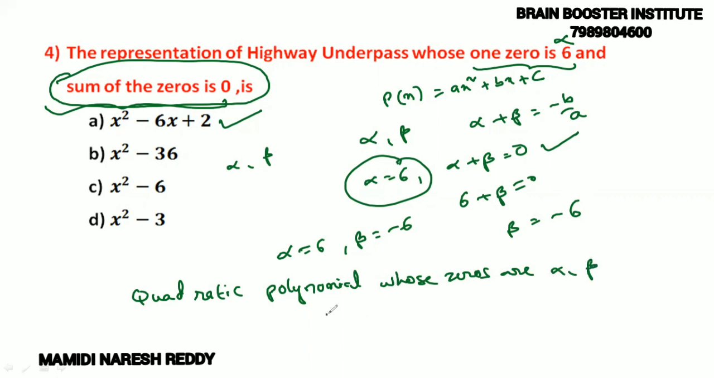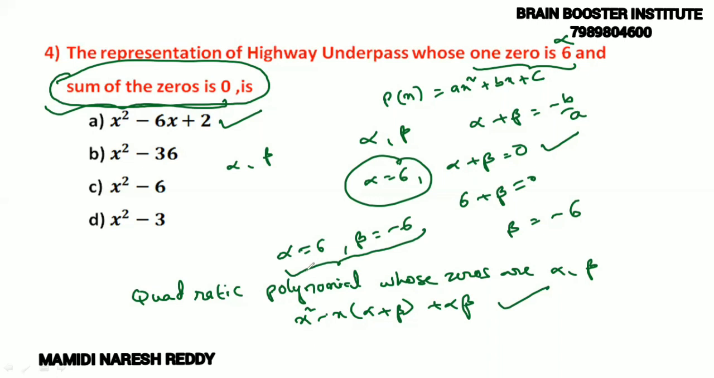So that is, children, x square minus x into alpha plus beta plus alpha into beta. This is the formula to find the quadratic polynomial whose zeros are alpha, beta. So the thing is, children, 80% of the problem is over. Only the 20% is we need to substitute alpha is equal to 6 and beta is equal to minus 6 in this formula.